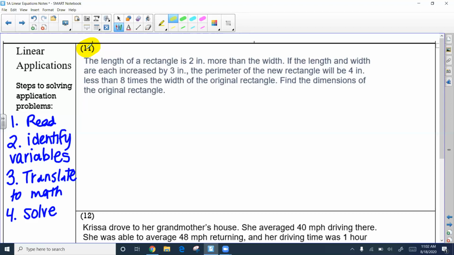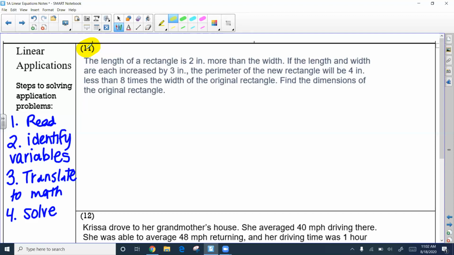The length of a rectangle is 2 inches more than the width. If the length and width are each increased by 3 inches, the perimeter of the new rectangle will be 4 inches less than 8 times the width of the original rectangle. Find the dimensions of the original rectangle. Okay, so as you're writing it down, feel free to abbreviate words like rectangle or perimeter, so it doesn't take you as long to write it down.